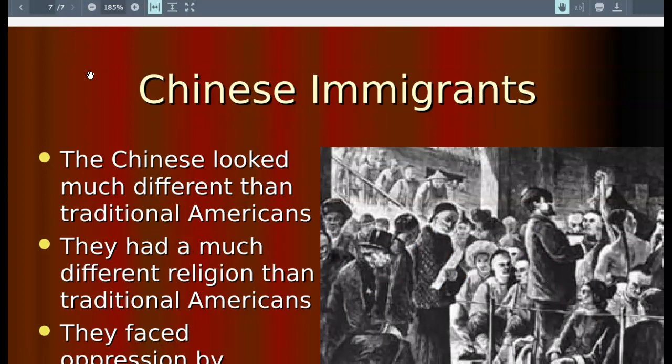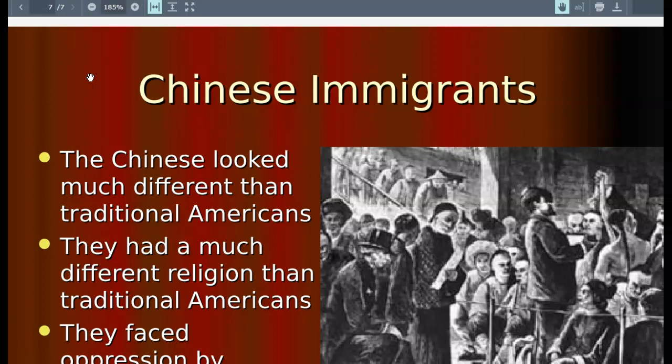One particular group of people, of certain countries, that were more discriminated against, depending on where they lived, were the Chinese immigrants. The Chinese, obviously, their language was very different. Their religion was usually very different than the old immigrants who had been here for a long time. And they looked very different. So they faced a lot of discrimination.